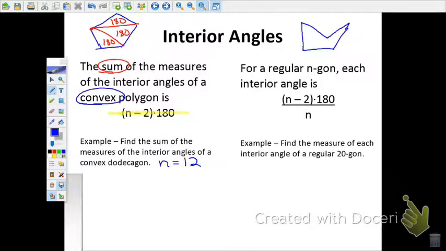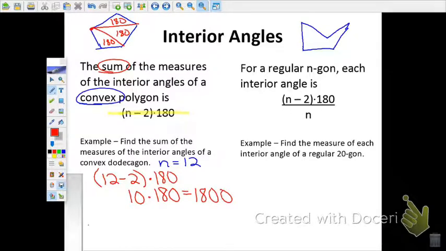Okay. So n is 12, so then we need to plug that into the formula. Again, you need to plug it in directly into the formula. So 12 minus 2 times 180. So 12 minus 2 gives us 10. And 10 times 180 is 1,800.